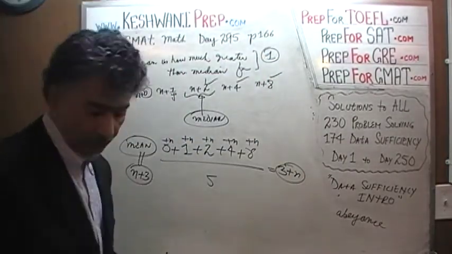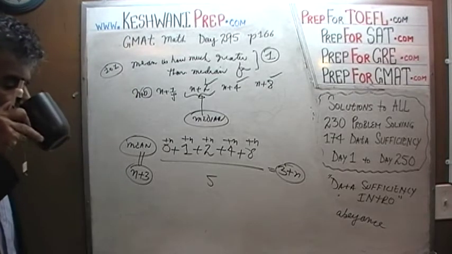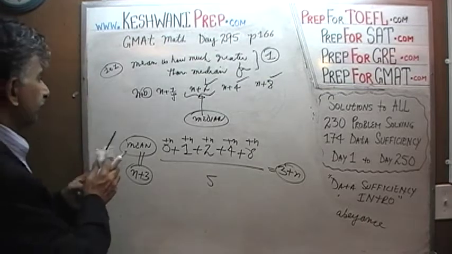Let's do 103, shall we? 102. Give me 1 second again. Mean is 1 more than median.